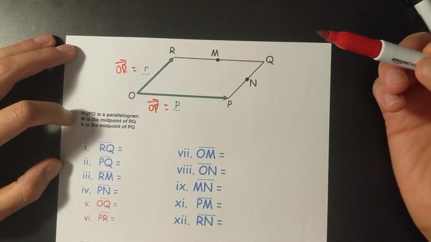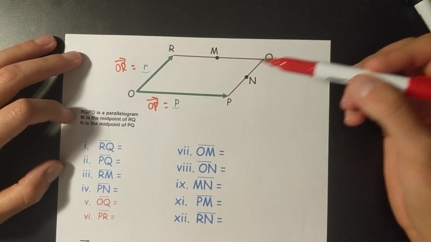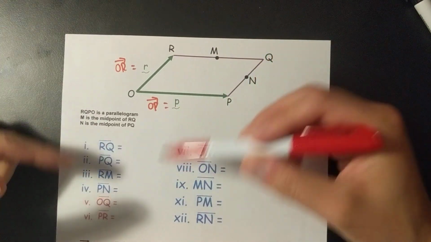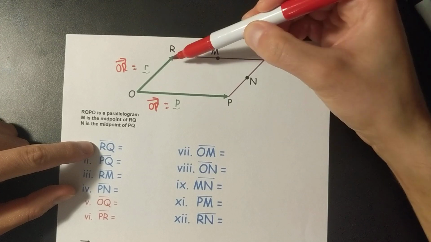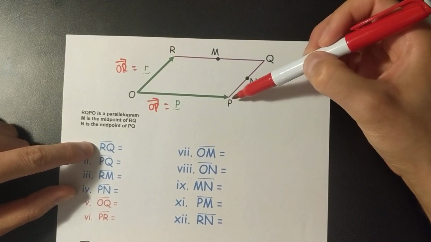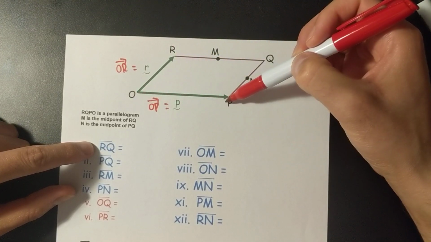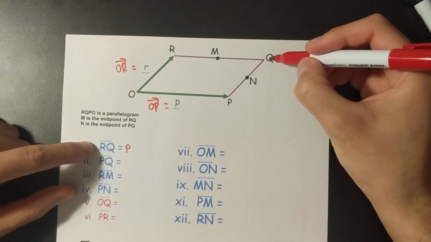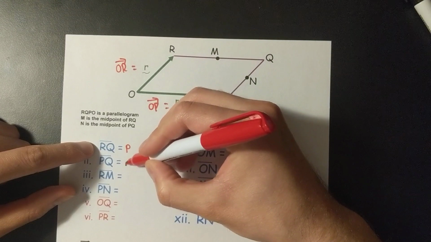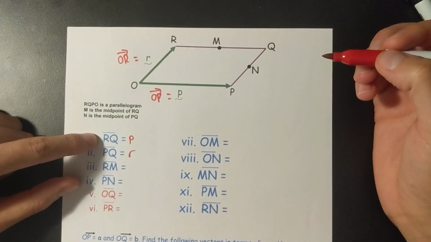So, in the middle. Let's use r and p to represent different vectors. So, R to Q, well, it's a parallelogram, so that is going to be parallel and the same length, the same magnitude as this, so that has to also be p. Similarly, P to Q has to be exactly the same as this. That's going to have to be r.